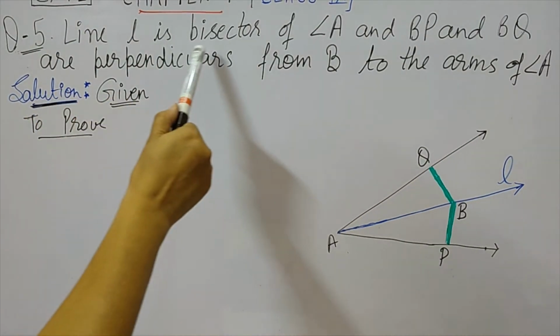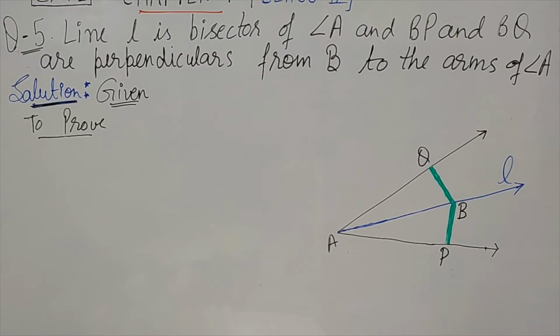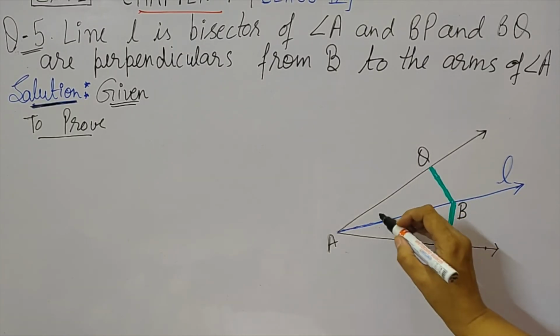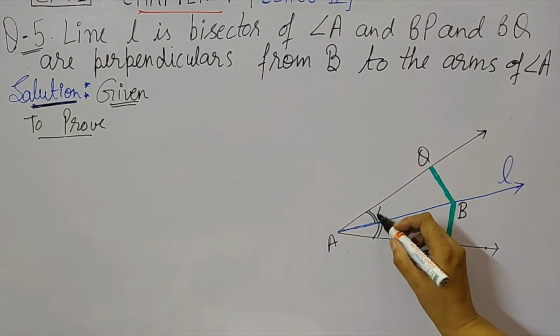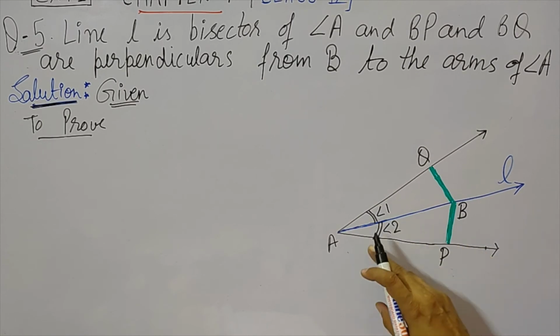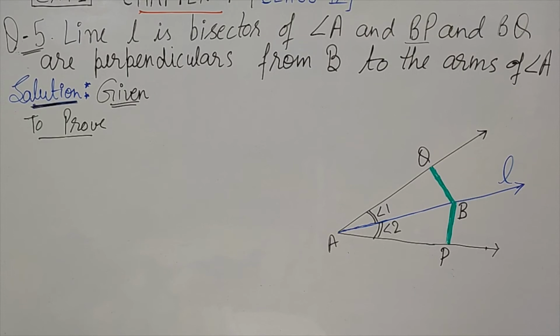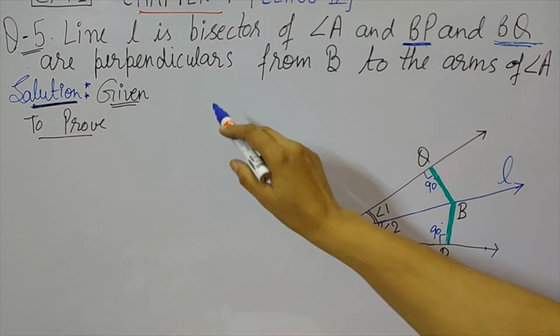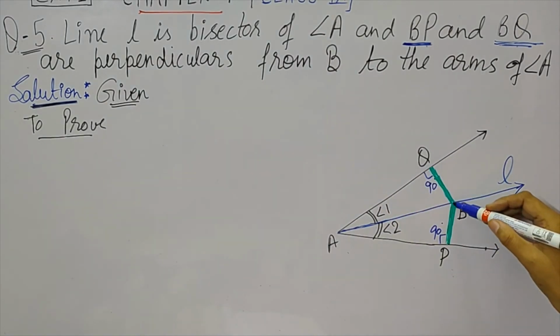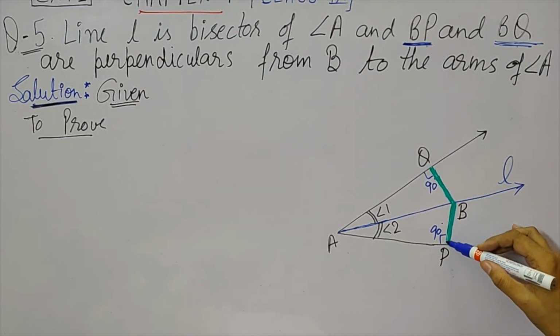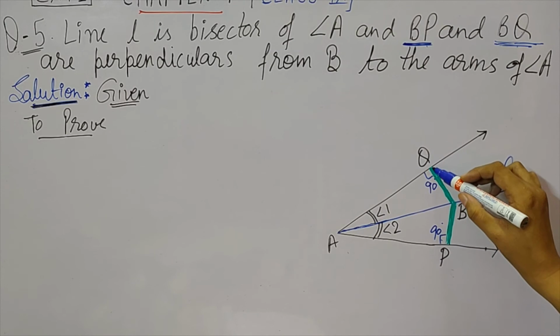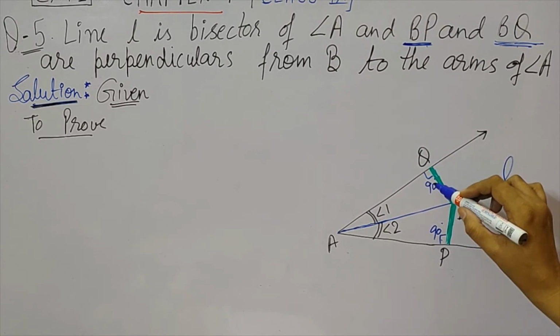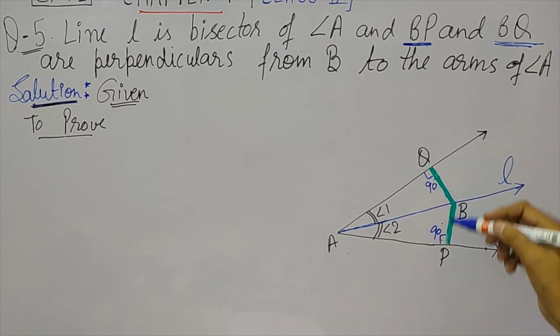Line L is the bisector of angle A, meaning line L is dividing angle A in two equal parts. So we can conclude angle 1 is equal to angle 2. It is given in the question. And BP and BQ, these line segments are perpendiculars from B. BP is perpendicular, that is 90 degrees. BQ is also perpendicular, that is 90 degrees to these sides. So we can use these two angles also wherever it is required.